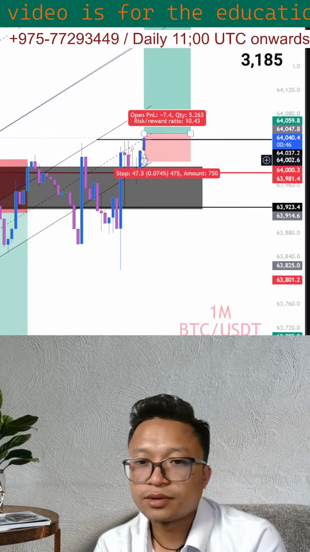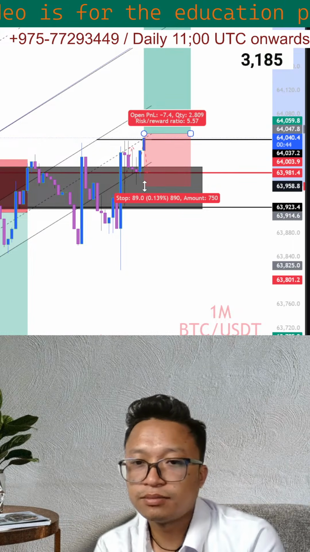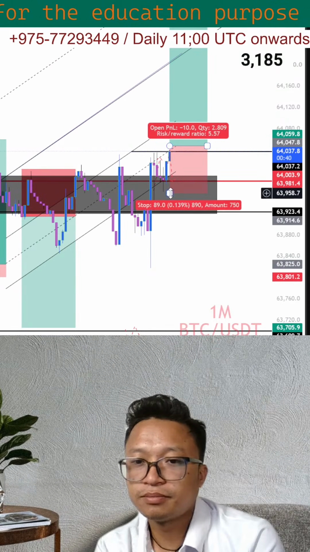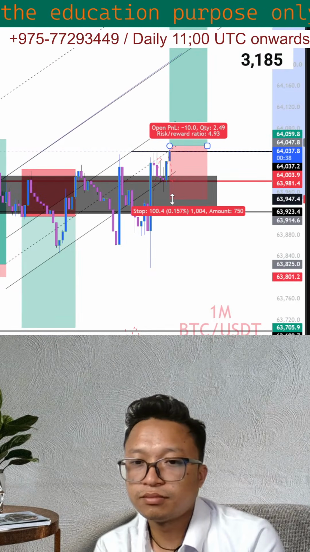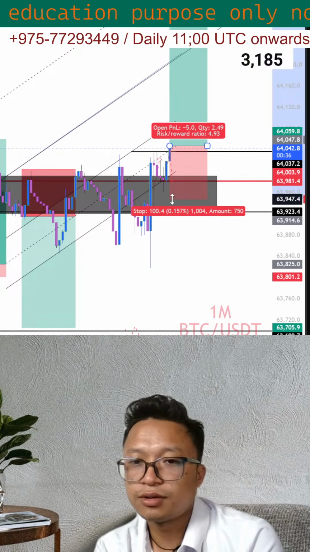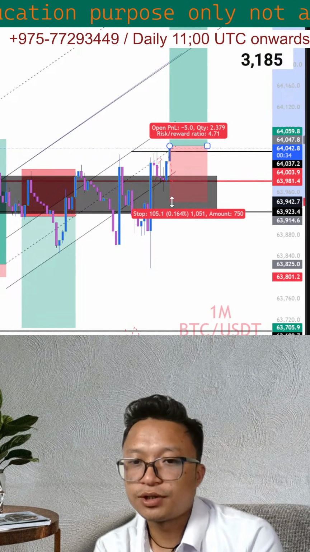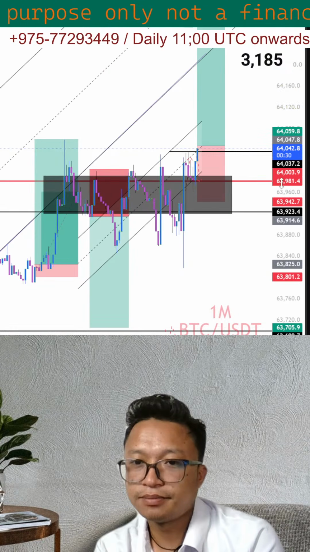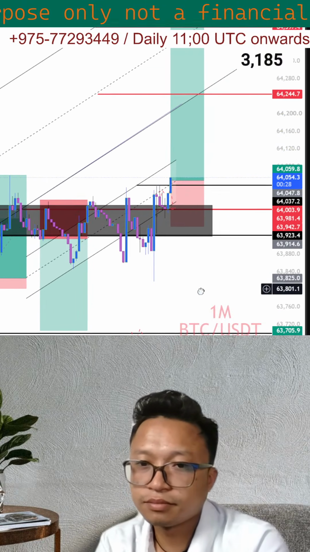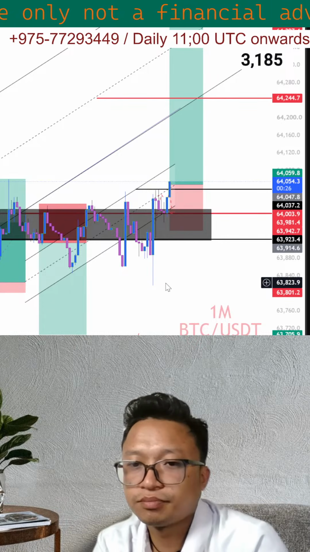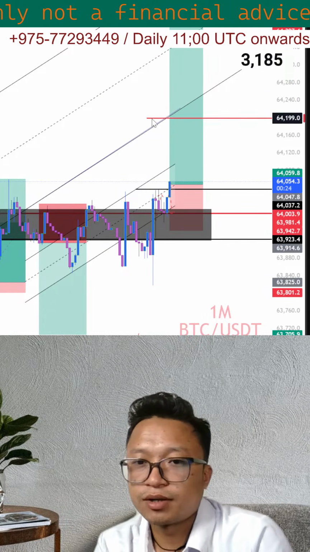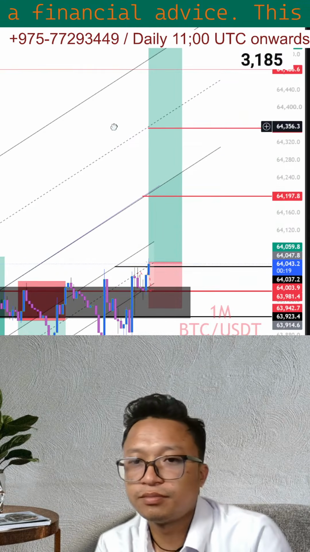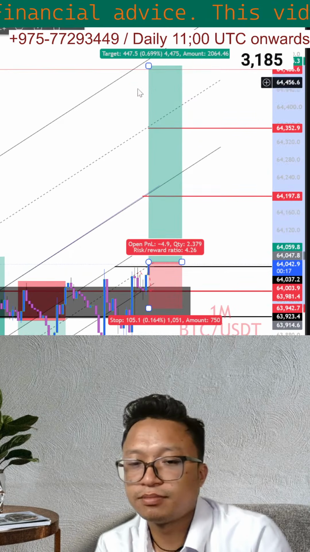Okay, let's try one more time. One swap required. Stop loss should be below these levels, right, guys? Okay, let's go. Mark TP1 over here, TP2, TP3 maximum.